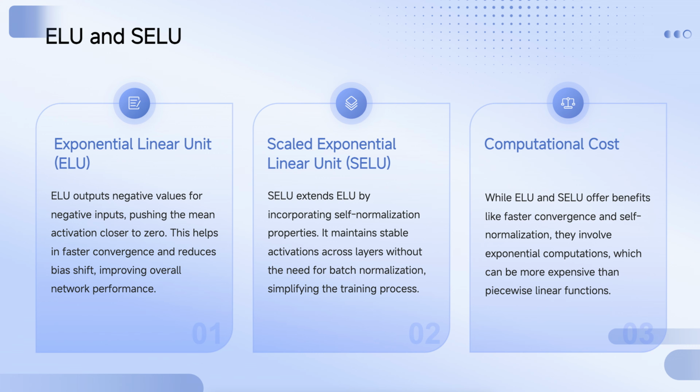Then we have ELU and SELU. ELU outputs small negative values, helping activations stay closer to 0 and speeding up convergence. SELU, or scaled ELU, goes even further by self-normalizing activations. It keeps output stable across layers without any extra normalization steps. The trade-off is that they're computationally heavier than simple functions like ReLU.